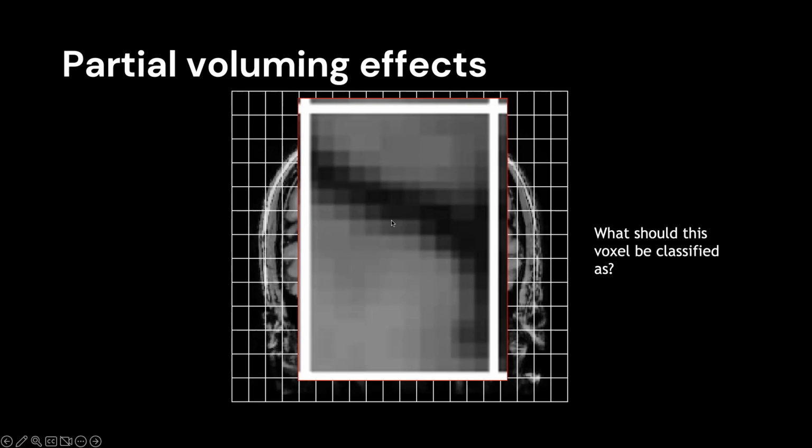In this case, as you can see here, this voxel, or this pixel in this case because it's a 2D image, contains three types of tissues: CSF, gray matter, and white matter. So the software needs to decide how to label these voxels. There are a couple of methods and solutions to address this. However, the most common ones, or the ones that are concerning to us, are these two.